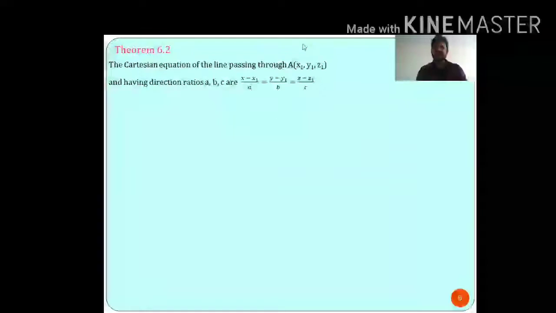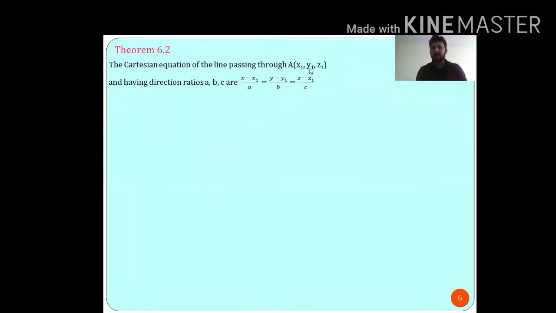Now this is the Cartesian equation of the line, where point A has coordinates x1, y1, z1 and the parallel vector b bar has direction ratios a, b, c. So this is the equation of the line in Cartesian form. Let's see the proof of this equation.